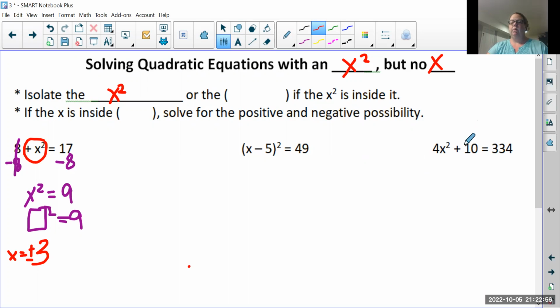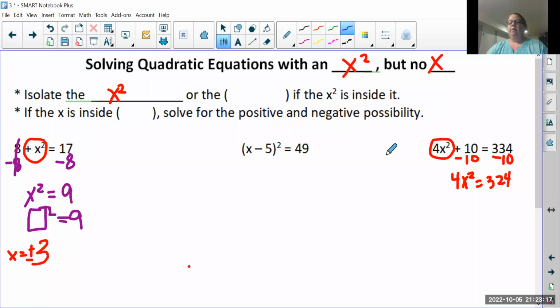All right, the other one that's a little more complicated that goes with section 1 is this one over here. So we want to get this by itself, just like we're in algebra 1. We're going to subtract 10 from both sides. When we do that, we get 4x squared equals 324.